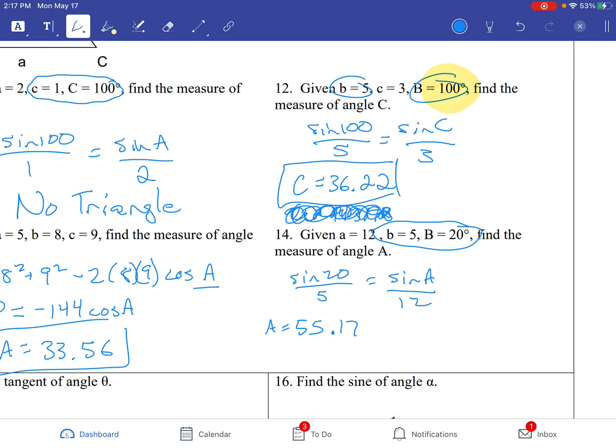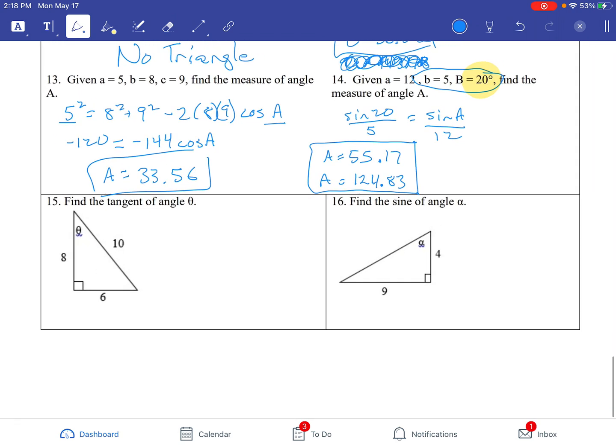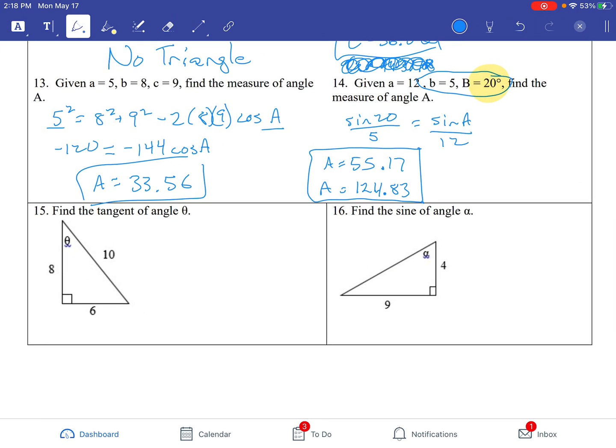55.17. Now again, because we're using law of sines, we should check to make sure there's not a second triangle or a second angle. So we take 180 minus 55.17 gives us a possible second angle of 124.83. Now again, we have to check this with the angle that we're given, which is 20. So 20 plus 124 is less than 180, so that means there is room for a third angle in that second triangle, which means these are both answers.